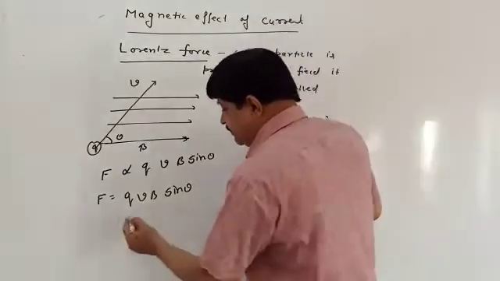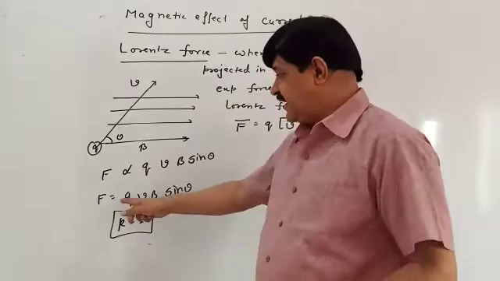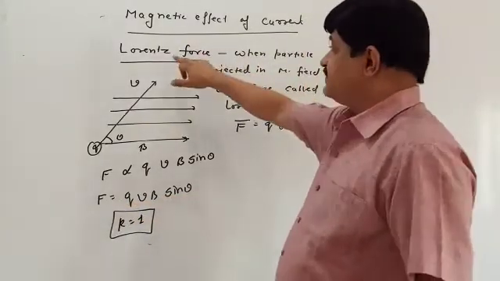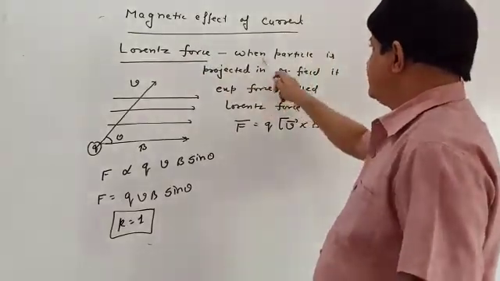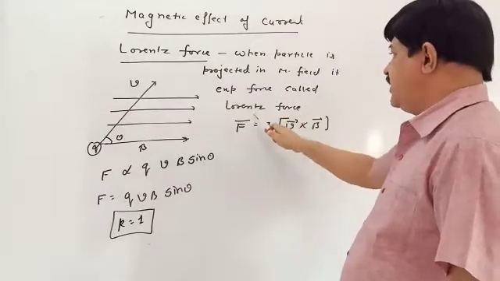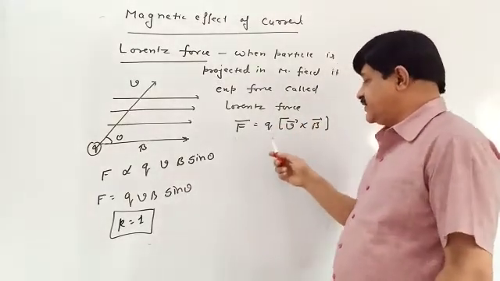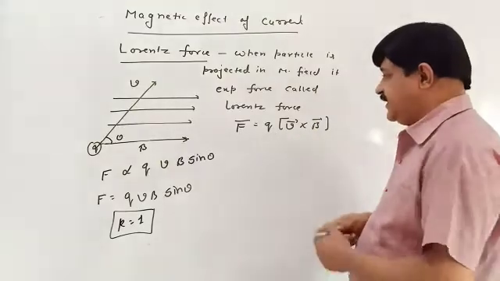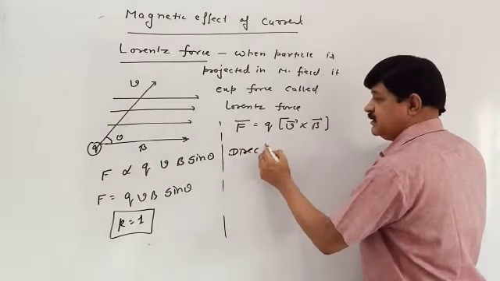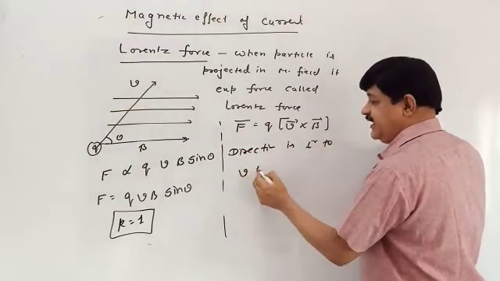The constant of proportionality equals 1 in all systems of unit. That's why we can write only F equals QVB sine theta. It means, if somebody asks you what is Lorentz force, when a particle is projected in magnetic field, it always experiences force called Lorentz force. Vector notation, because force is a vector quantity, it is always F equals QV cross B. So clearly, if you see its direction, it is perpendicular to V and B.